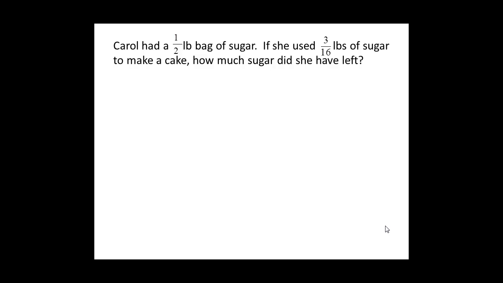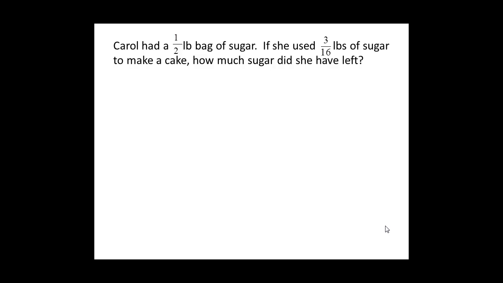To understand what operation we need to do in order to solve this problem, sometimes it's easier to read the problem replacing the fractions with whole numbers so we see clearly what operation we need to do. Let's say that Carol had a 2-pound bag of sugar and she used 1 pound of sugar to make a cake. It's a pretty sugary cake, but anyway, we would know exactly what to do. We would subtract. So that's what we will do with these fractions.